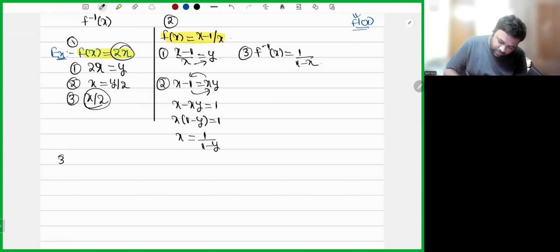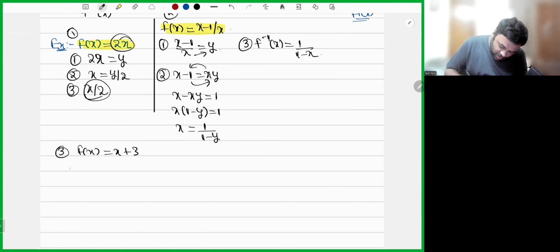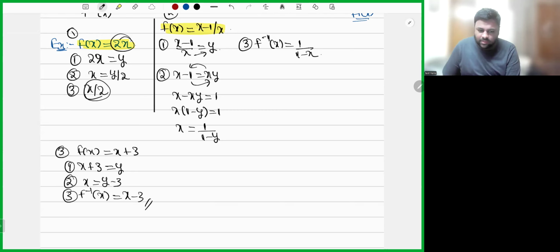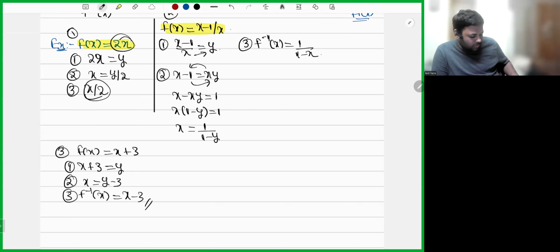Example number 3. f of x is equal to x plus 3. First step, you will equate it to y. Second step, you will make x the subject. Third step, f inverse x will be, instead of y, you substitute x minus 3. Okay, so I hope it's clear, my dear friends, what inverse functions are.